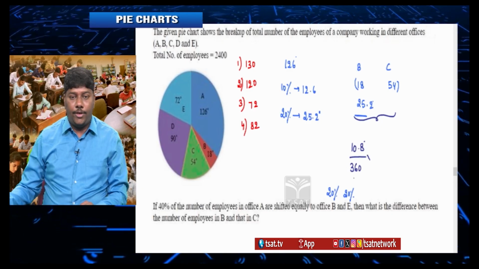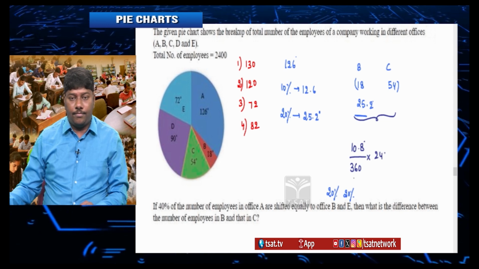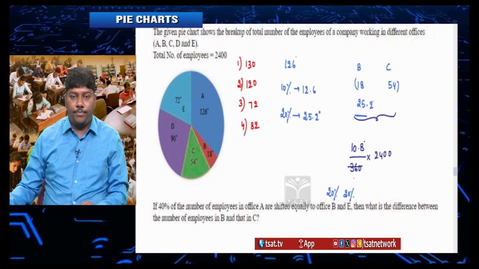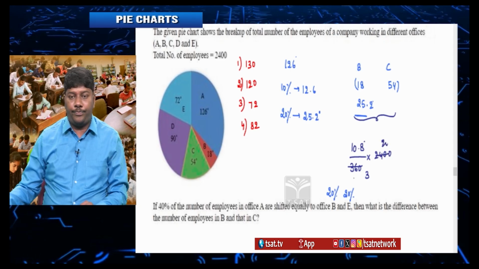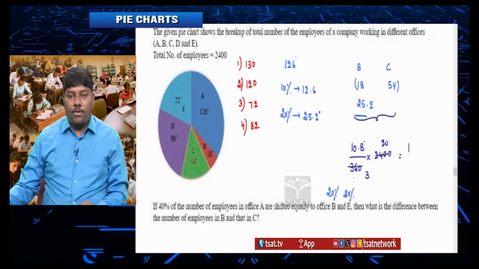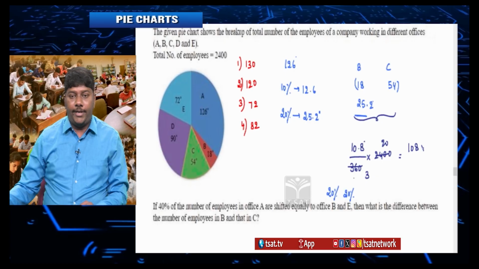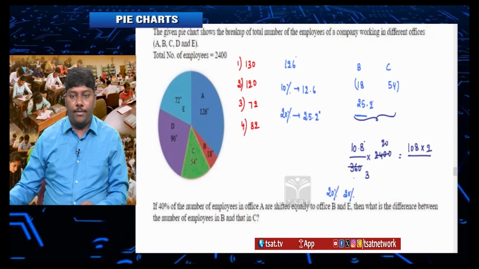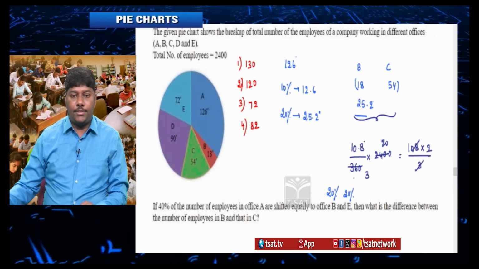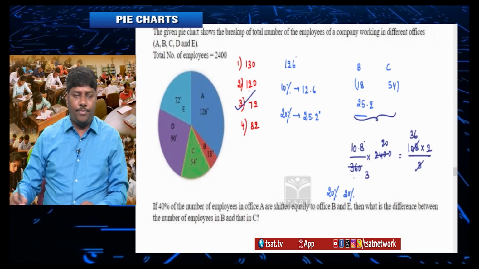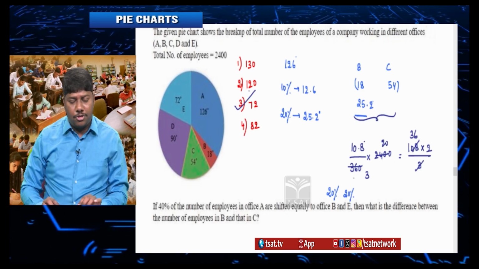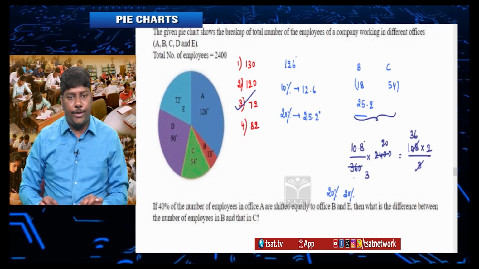360 into 2400. We know this is going to be 3. It's going to be 20. 108 into 2. The point and 0 cancel, divided by 3. So we are going to get 36 into 2, 72 here. A bit of calculation, but everything is a multiple of 18. So be careful with the 18 table, you can easily do it.